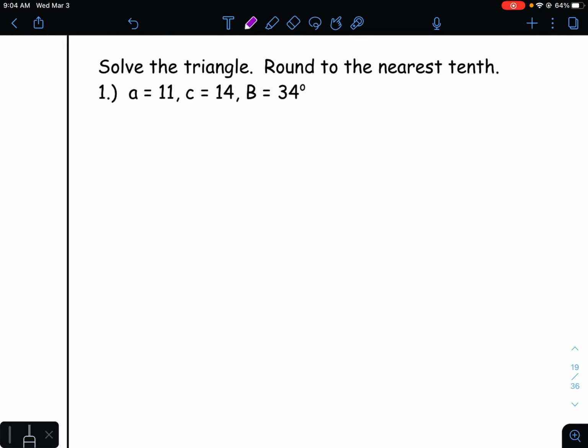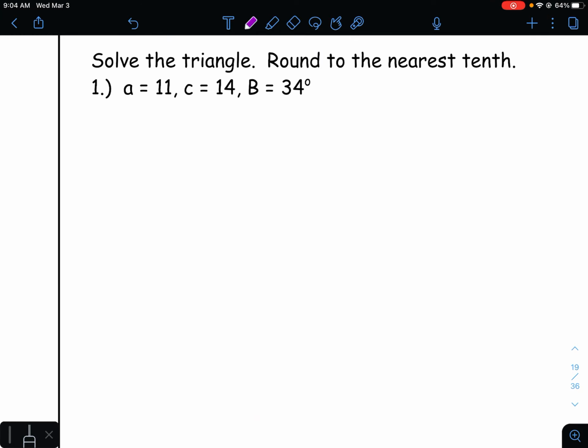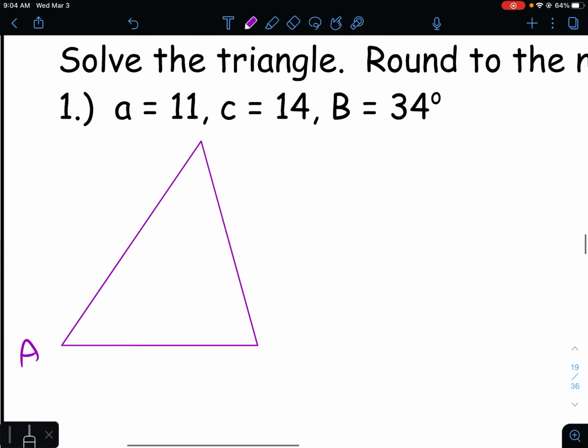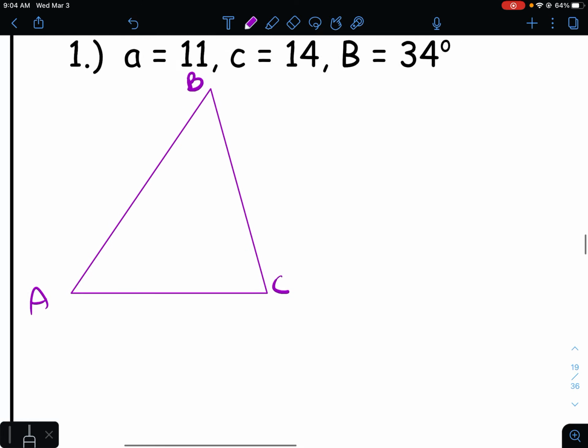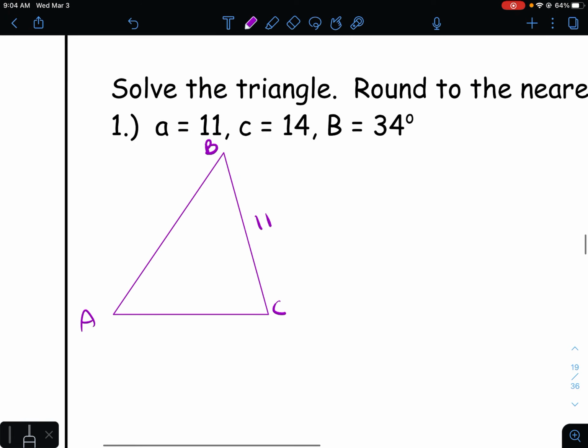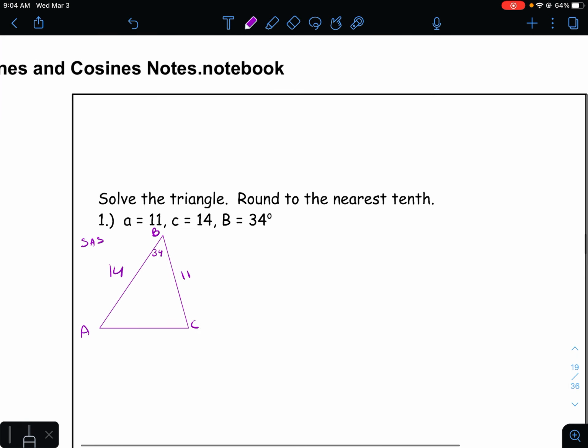So first, let's take a look at this problem. It says solve for the triangle, round to the nearest tenth. We've got a triangle with vertices A, B, and C. They tell us that a is 11. Now remember, little a is always the side across from the angle A. Little c is 14, and they tell us that angle B is 34 degrees. So here we have a side angle side case.